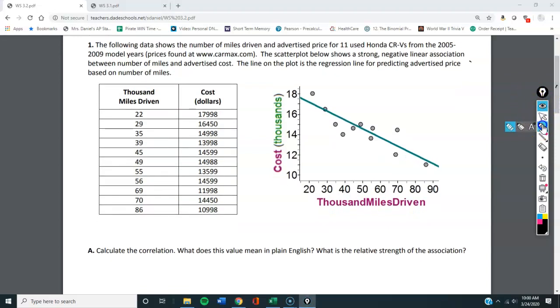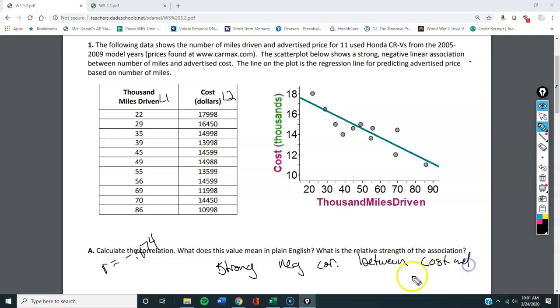So first thing I'm going to do is calculate that correlation. Again, I'm going to go to Stat, Edit, make this L1, this L2. Then I'm going to go to Stat, Test, LinRegTTest, and that'll give me my R. This one I get R is negative 0.874. So what does that mean in plain English? It means that there is a strong negative correlation between cost and miles driven in a Honda CR-V.